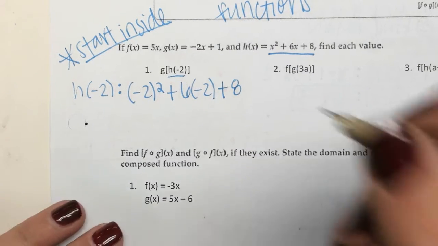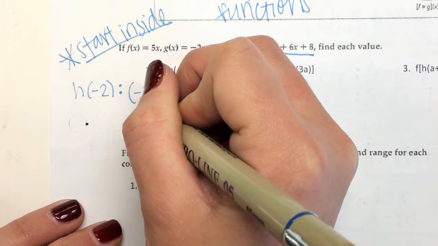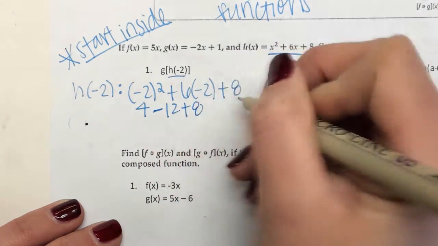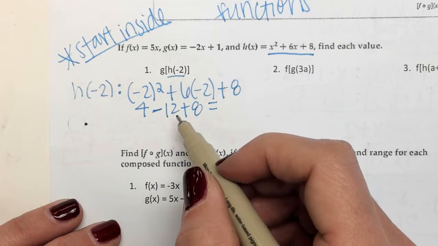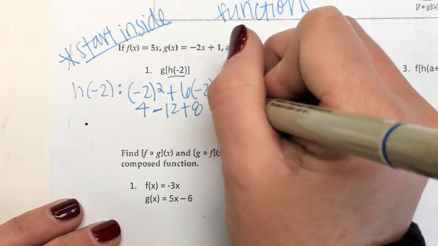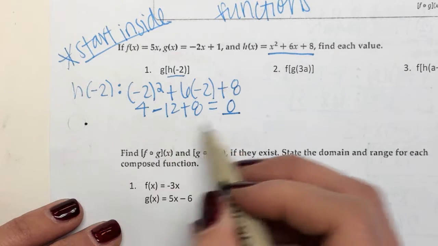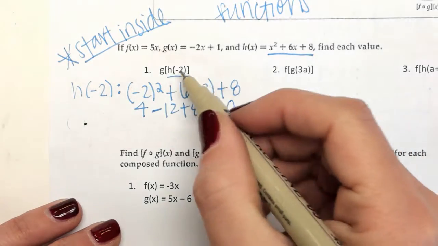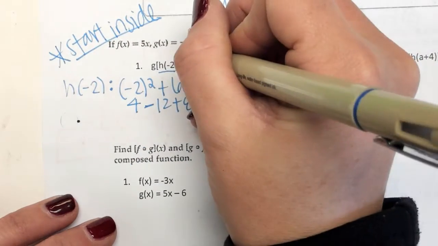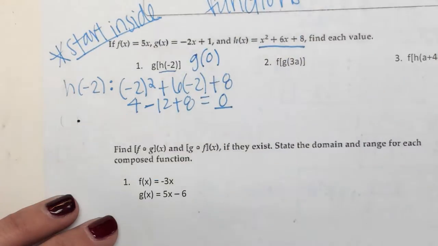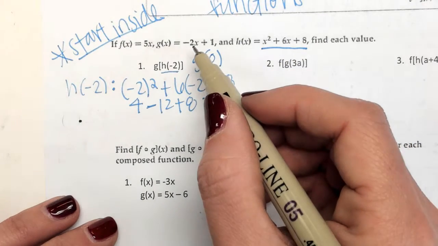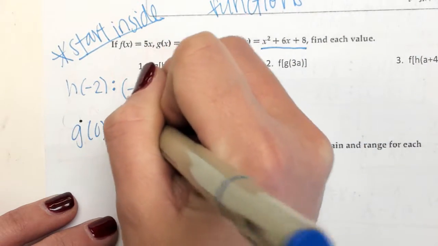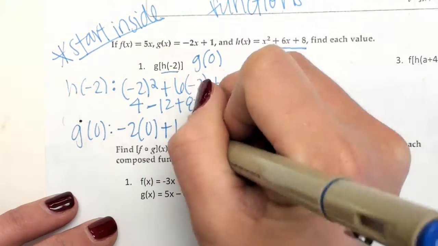So negative 2 squared is what? Good. And then what would come next? Plus 8, good. So 4 minus 12 is what? Plus 8? Good. So h of negative 2 is 0. Now that we have that, you're going to plug it back into the original problem. Replacing this now with what? 0. Yes, so now we're finding g of what? 0. Good. Which means we're just plugging in 0 for x in this problem. So g of 0 would be negative 2 times 0 plus 1, which of course is 1.